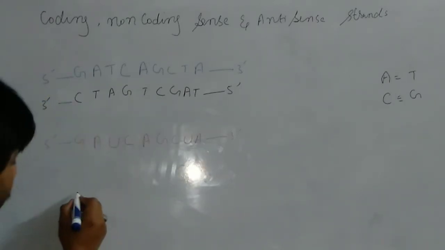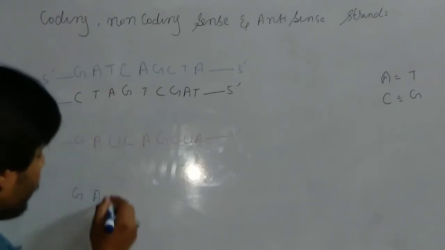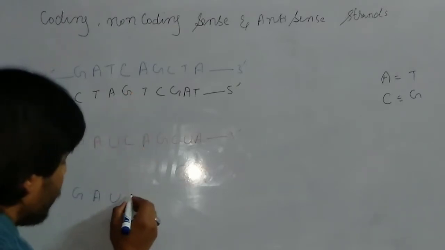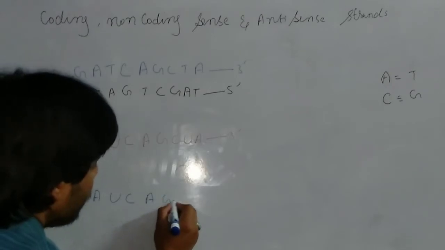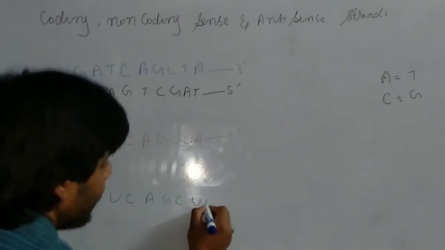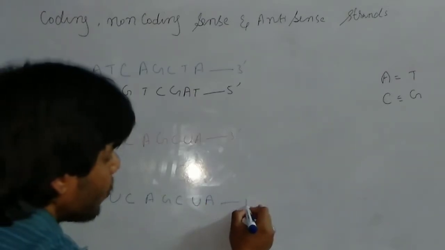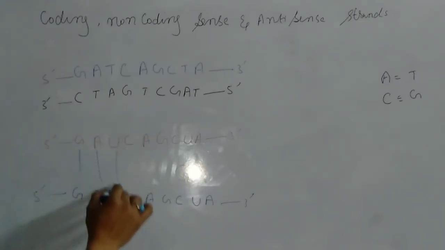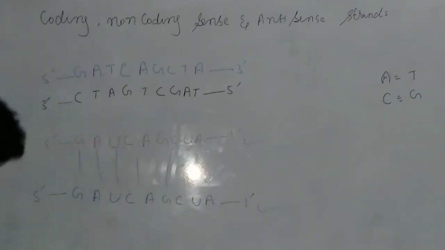For example, C will make a bond with guanine, T will make a bond with adenine, A will make a bond with uracil. In this case we have uracil, and then guanine will make a bond with cytosine, adenine, guanine, cytosine, uracil and adenine. So as you can see, we make a complementary of this one strand. So it is a complementary. And now just compare. This one strand is also similar and this one strand is also similar.